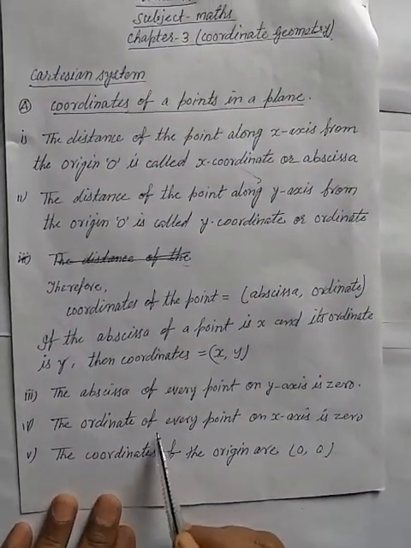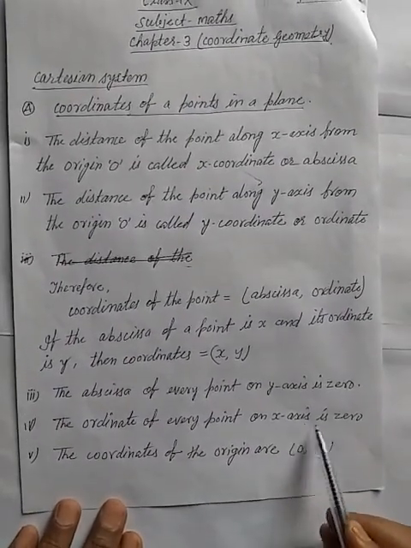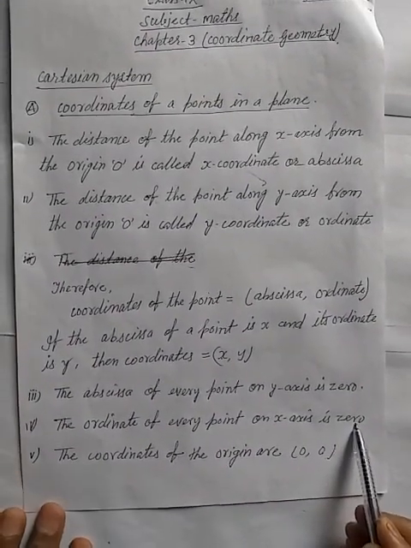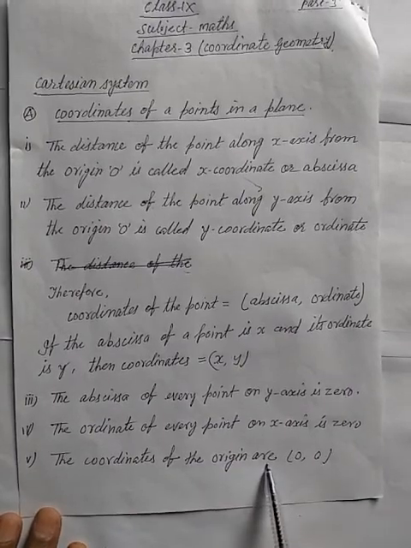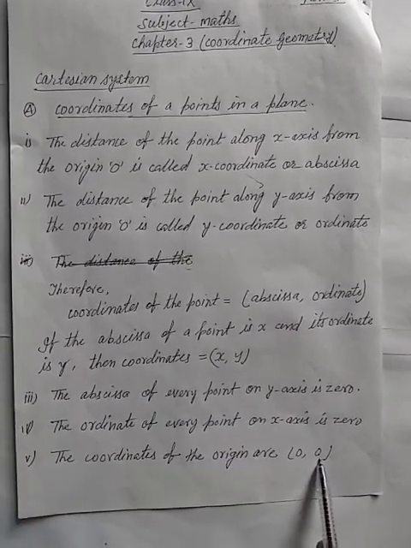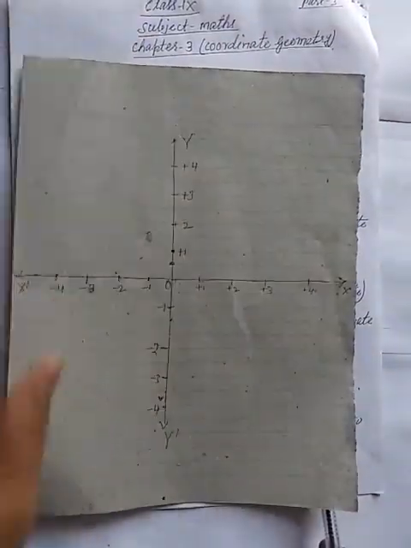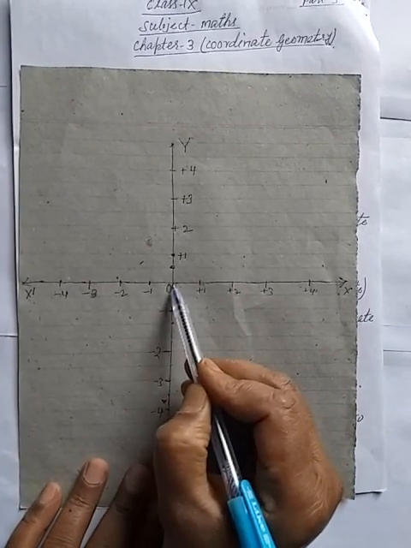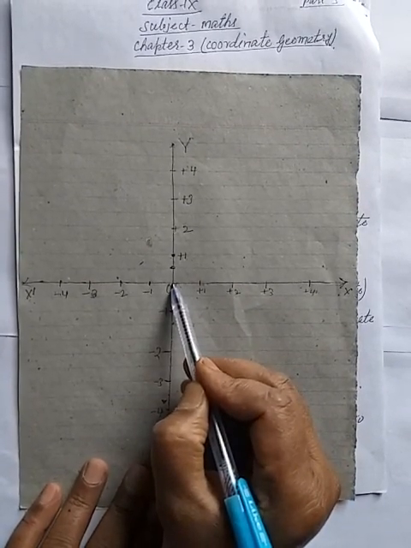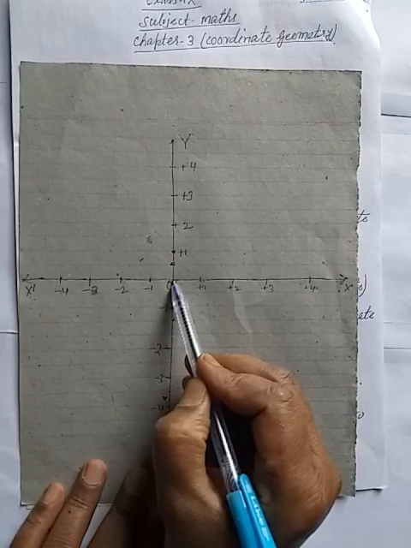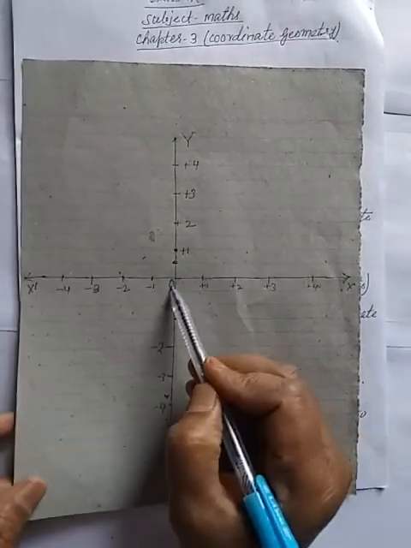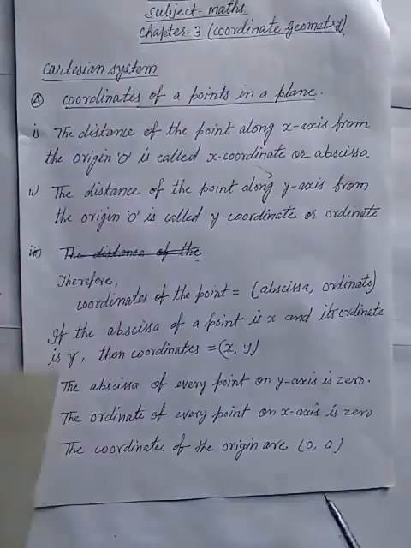Now the ordinate of every point on the x-axis is 0. Similarly, the coordinates of the origin are also (0, 0) because this is the fixed point. Once again I am going to show you. Here is point O, which means here the distance is 0 and 0. So we can try to understand this point.